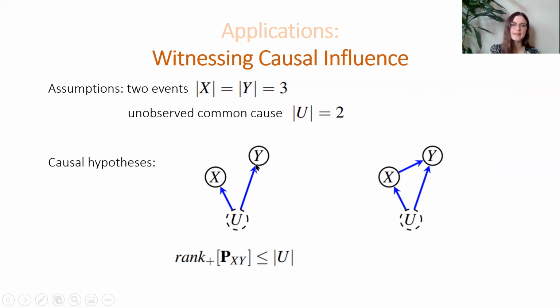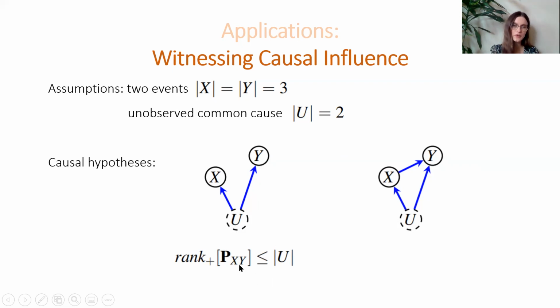We say that it d-separates X and Y, and because of that, we can use the corollary that I showed on the previous slide, and we know that the non-negative rank of the probability distribution over X and Y must be smaller or equal to the cardinality of U. So if we observe the probability distribution, we can simply compute the non-negative rank and test it against this hypothesis, because although U is an unobserved variable, we know its cardinality. We made the assumption that it's 2.